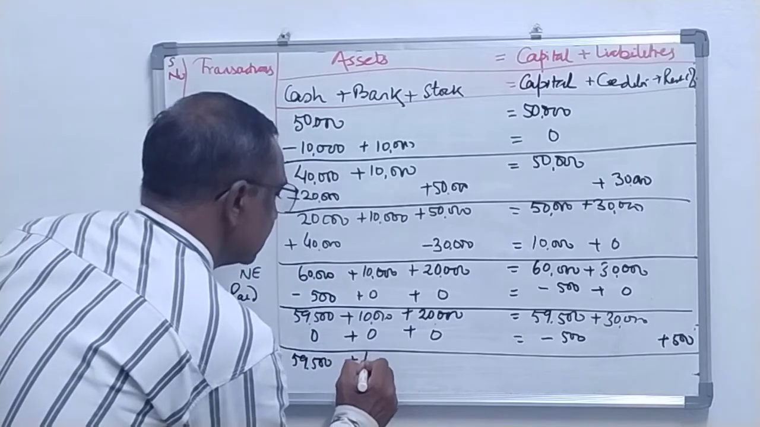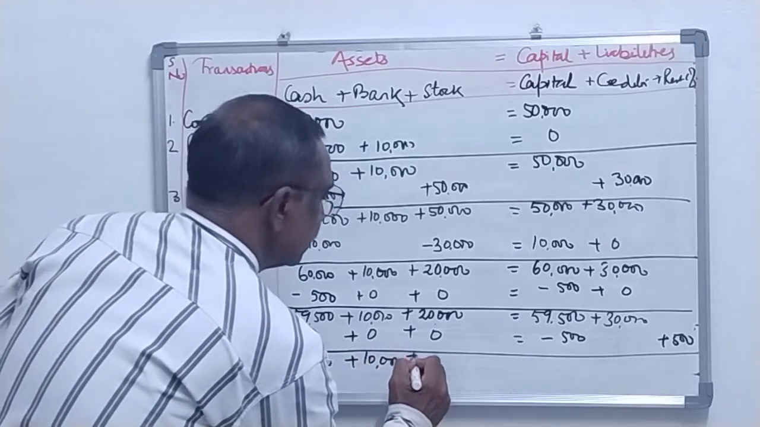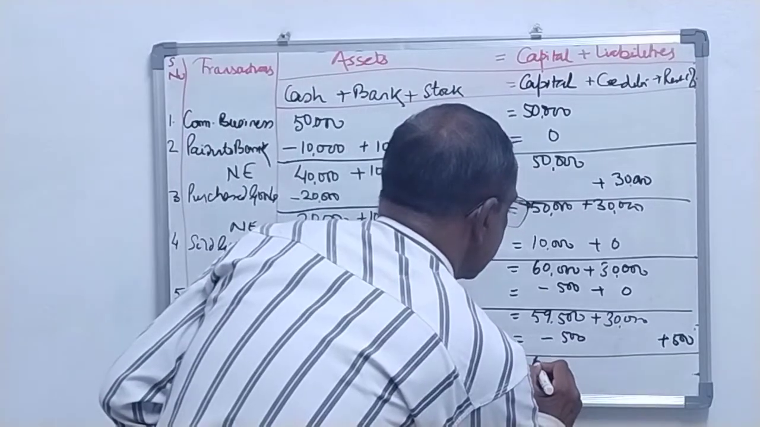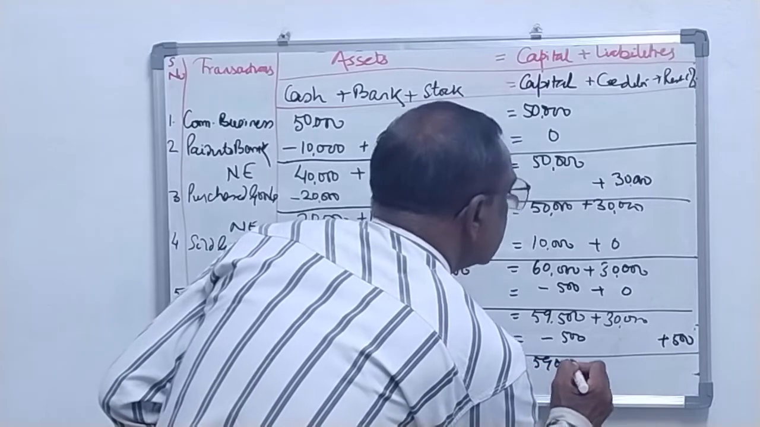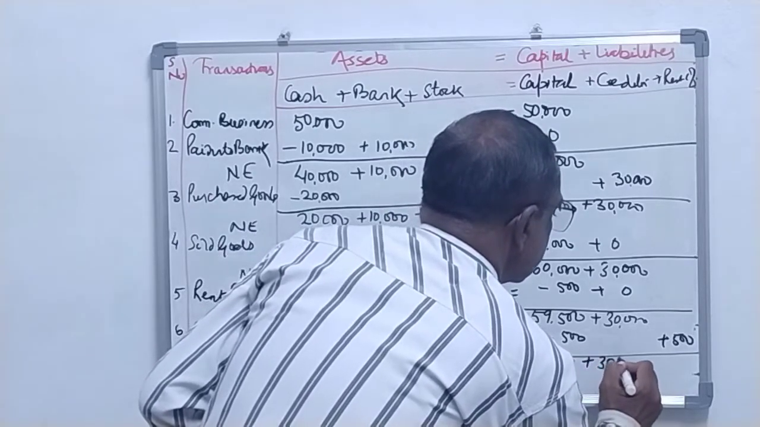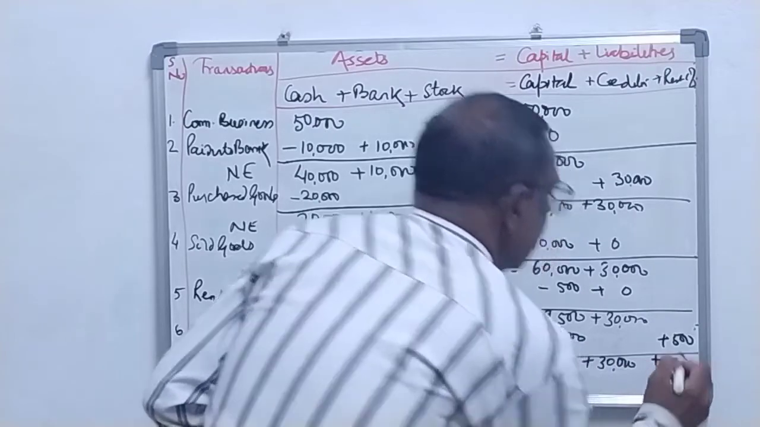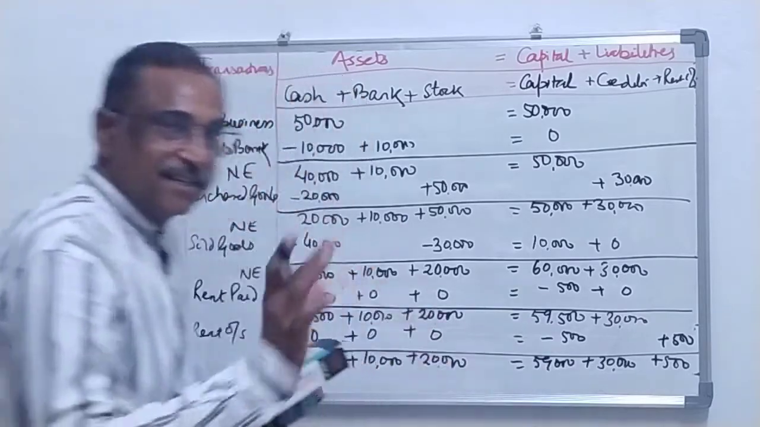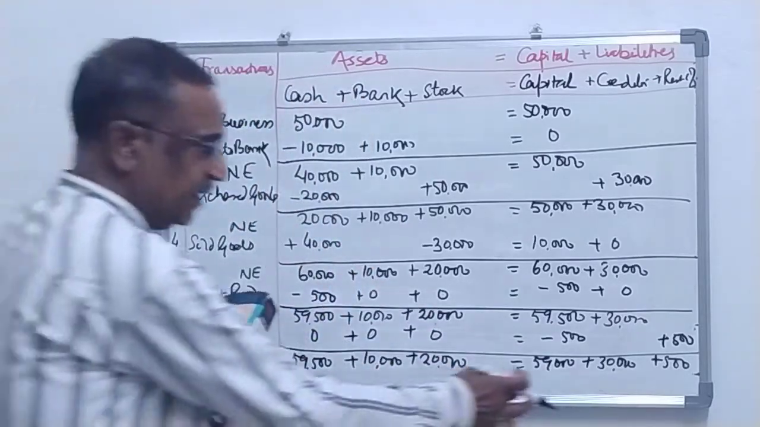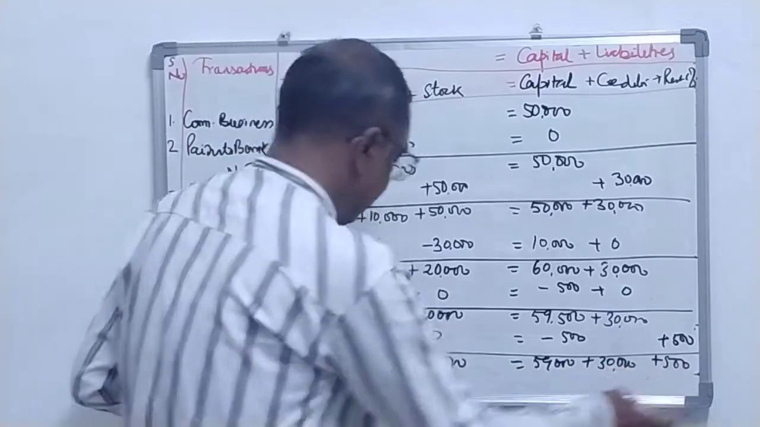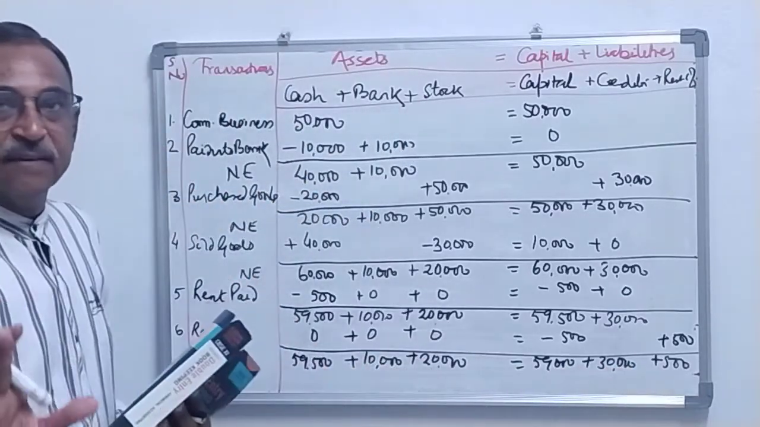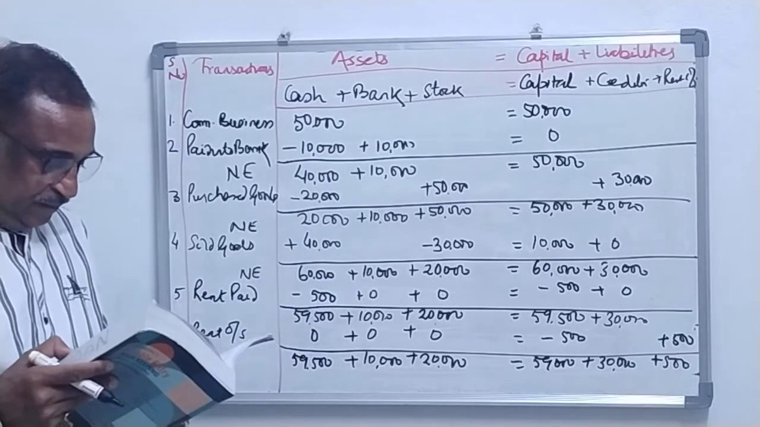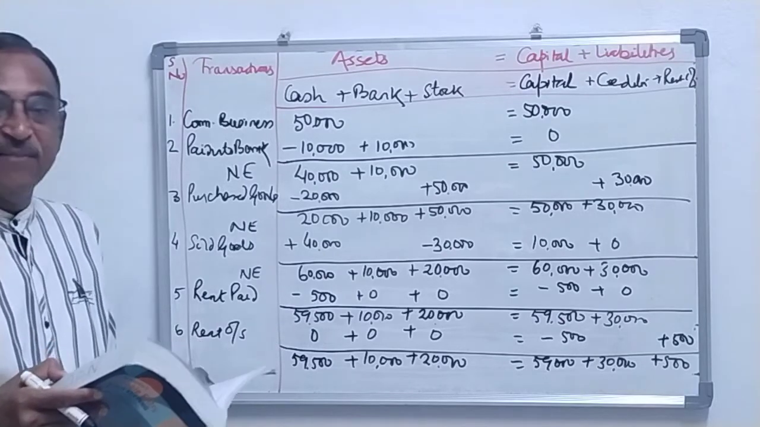Now we will write 59,500 plus 10,000 plus 20,000 equals 59,000 plus 30,000 plus 500. Here also the total of both the sides is 89,500. 59, 30, 89. 89,500. That means 89,500 is our total. Okay. Now let's move on to the 7th transaction.